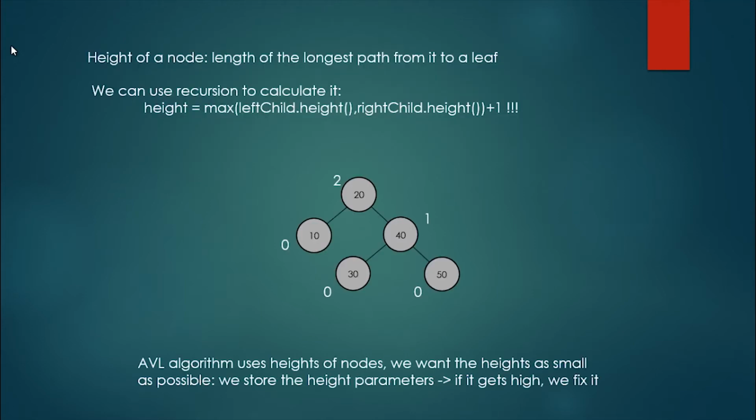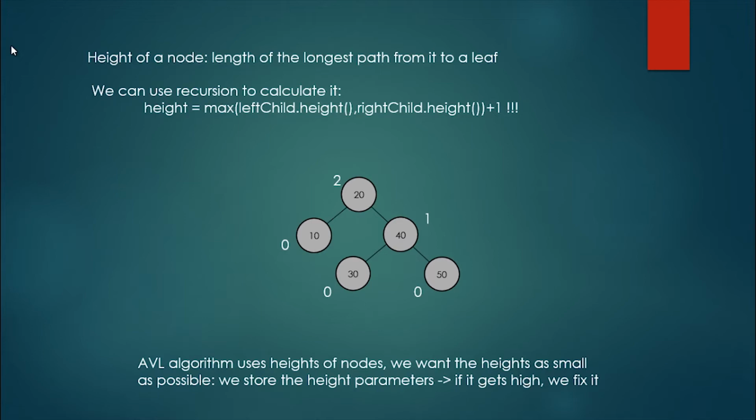Okay, so I've been talking about the height of a node. What is it? The height of the node is the length of the longest path from the given node to a leaf. And we can use recursion to calculate it, because the height of a given node is the maximum of the height of the left child and the height of the right child. And we increment it by 1. So we get the maximum and we increment it by 1.